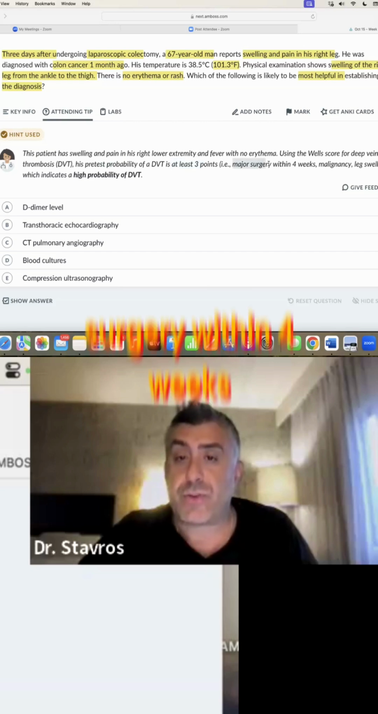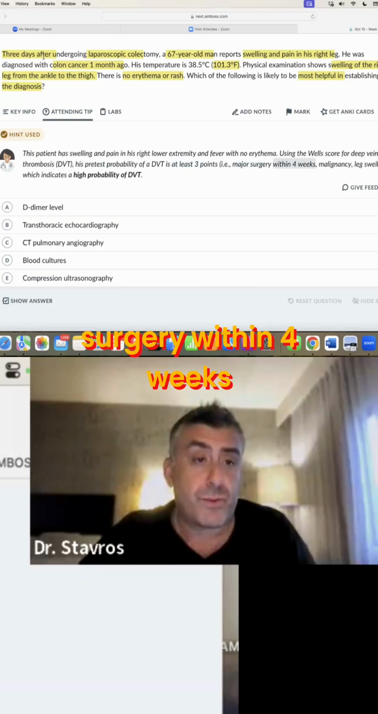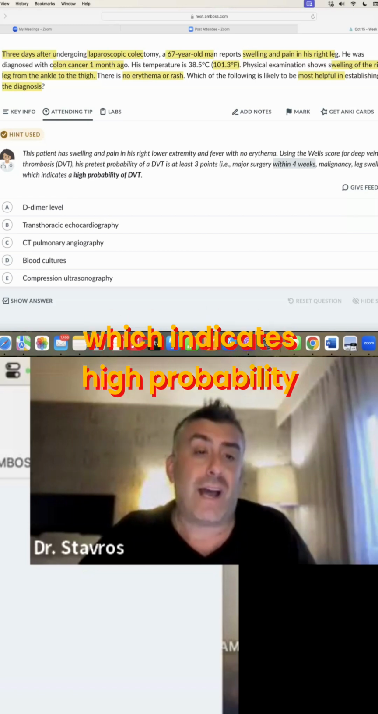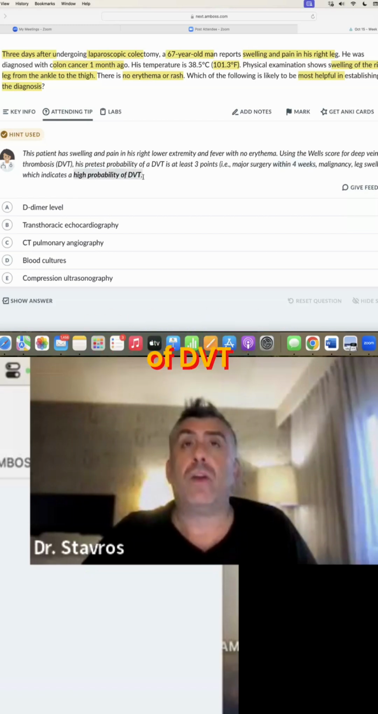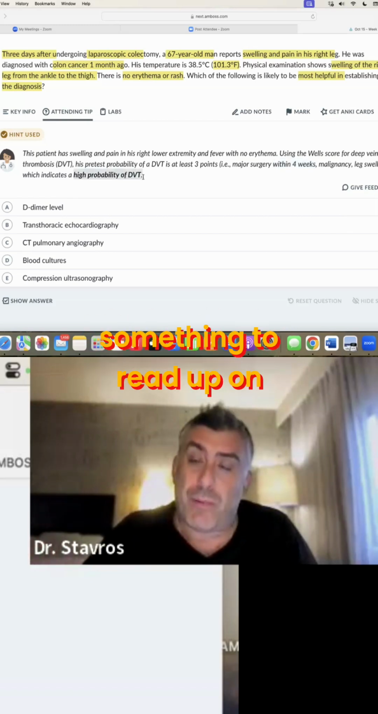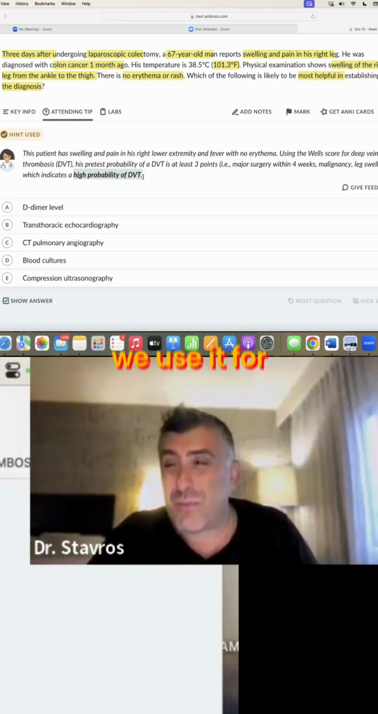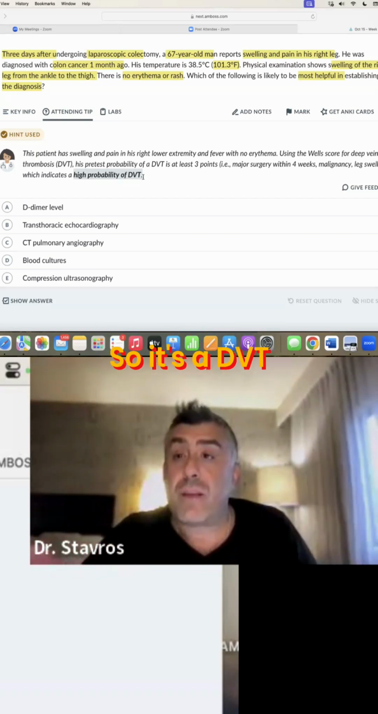So we have major surgery within 4 weeks, well, surgery was 3 days ago, malignancy or leg swelling, which indicates high probability of DVT. So Wells score is something to read up on. It's more important for Step 2. For now, just know what it is and know what we use it for, okay? So it's a DVT, yeah.